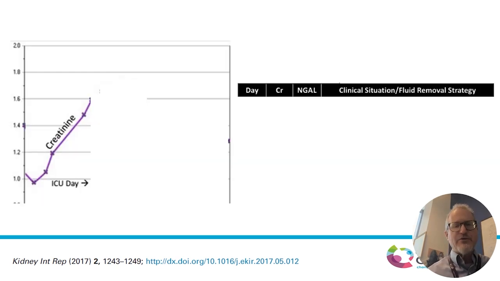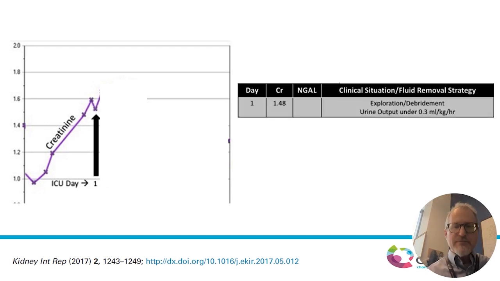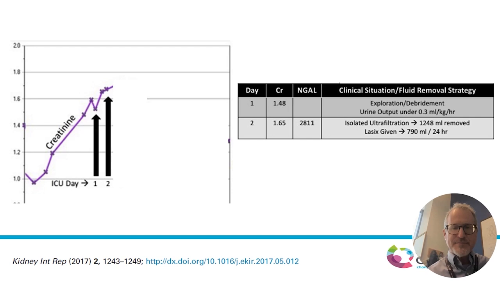On the left, we can see graphically what happened to his creatinine. On the right, we can see what happened to his NGAL and what our strategies were. On day 1, his creatinine was up to 1.48, but that had come down from 1.6, likely because of the fluid resuscitation he had received for his sepsis. He underwent exploration and debridement, and you can see his urine output was very low, and KDIGO stage 3.